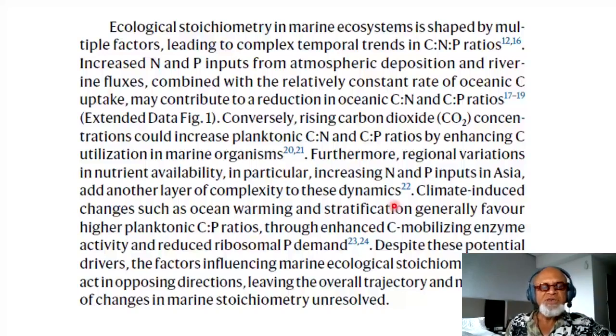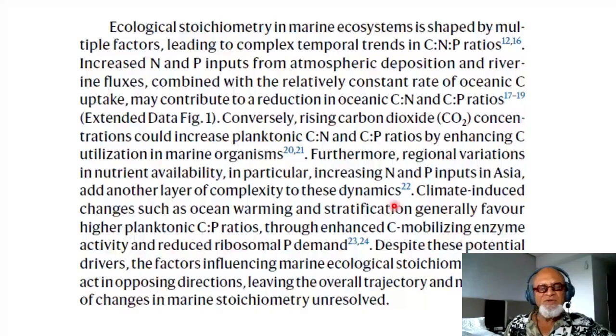Furthermore, regional variations in nutrient availability, in particular increasing N and P inputs in Asia, add another layer of complexity to these dynamics. Climate-induced changes such as ocean warming and acidification generally favor higher planktonic C to P ratios through enhanced carbon mobilizing enzyme activity and reduced ribosomal phosphorus demand. So very detailed conjecture of what the contributors are.